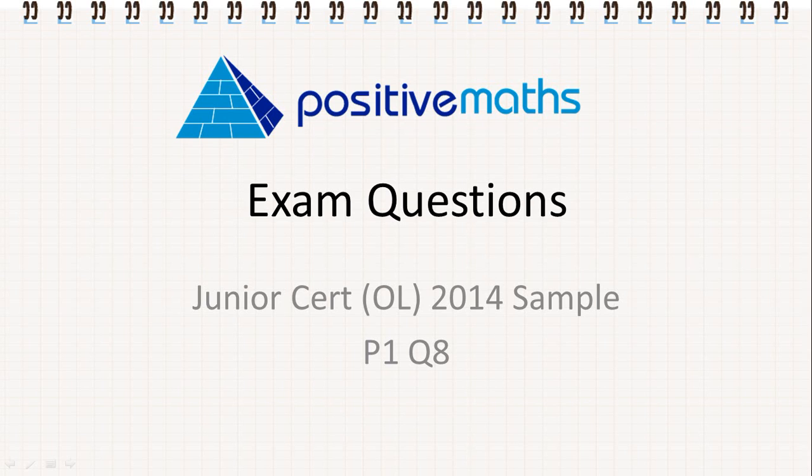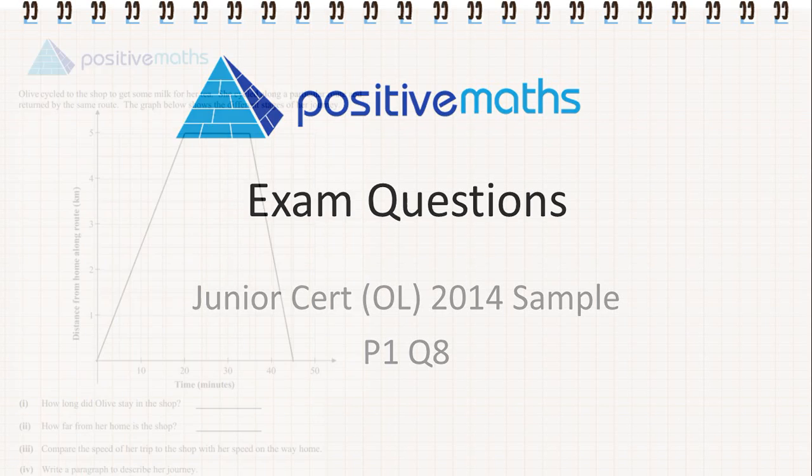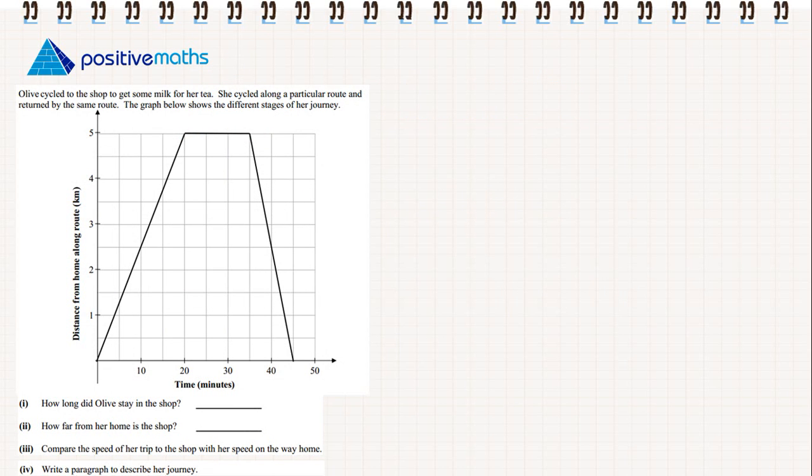In this video for Positive Maths, we're going to look at the Junior Cert Ordinary Level paper. It's the sample paper for 2014, question 8 from paper 1. We're told that Olive cycled to the shop to get some milk for her tea. She cycled along a particular route and returned by the same route. The graph below shows the different stages of her journey.